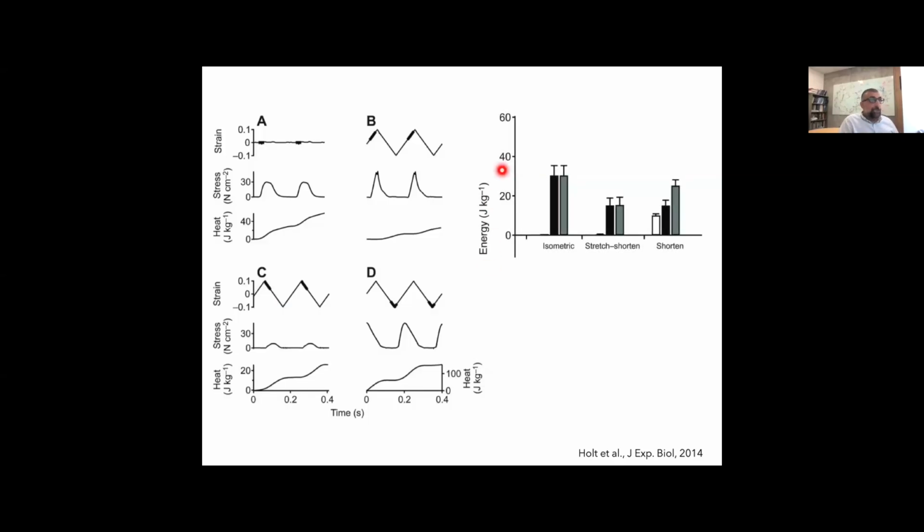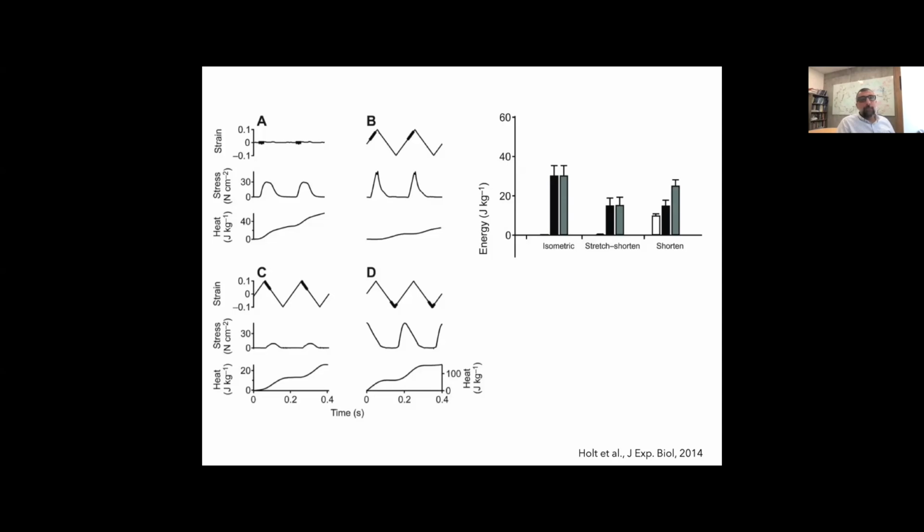When she plots energy for three conditions, the isometric, the stretch shorten cycle, or the one where it's undergoing shortening, what she showed is that in fact, the isometric contraction costs just as much. It's largely indistinguishable from a stretch shorten cycle or even direct shortening. So the idea that muscles doing work cost more than muscles producing force, I think doesn't quite hold up.